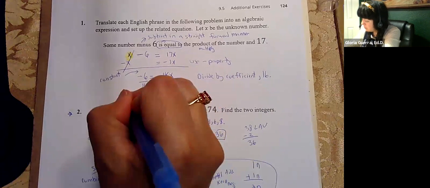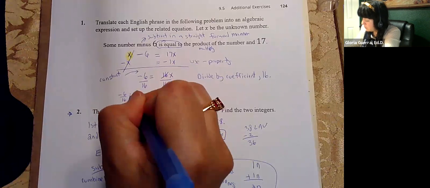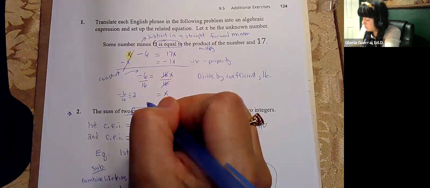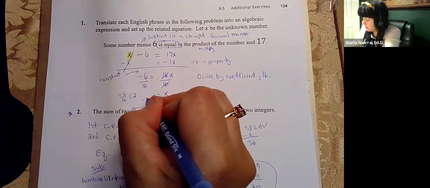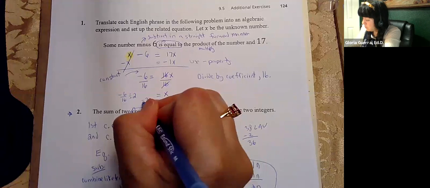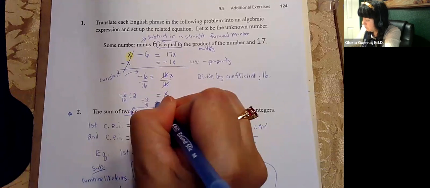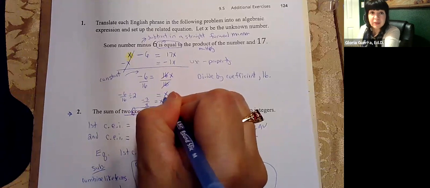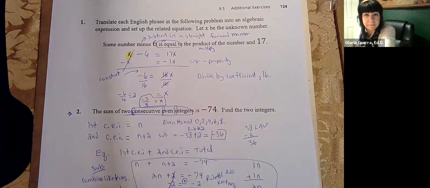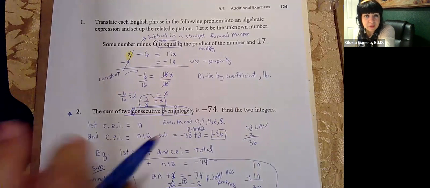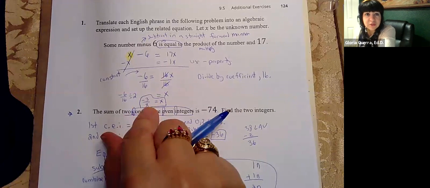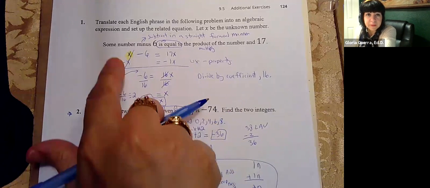-6 over 16 can be reduced by 2. So -6 divided by 2 is -3. 16 divided by 2 is 8. And so that looks like X equals -3/8. And that's okay. That can happen. You can get a fraction. It just said some number.